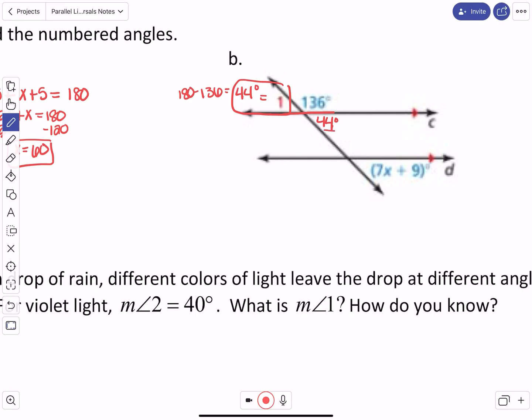This angle corresponds to this angle. So these two angles here are corresponding angles. And if they're corresponding, I know that they are congruent. So I can do 44 equals 7x plus 9. And so now I can solve for x. I'm going to subtract 9. So 44 minus 9 is going to be 35. So 35 equals 7x. I'll divide by 7. And so x is going to equal 5.